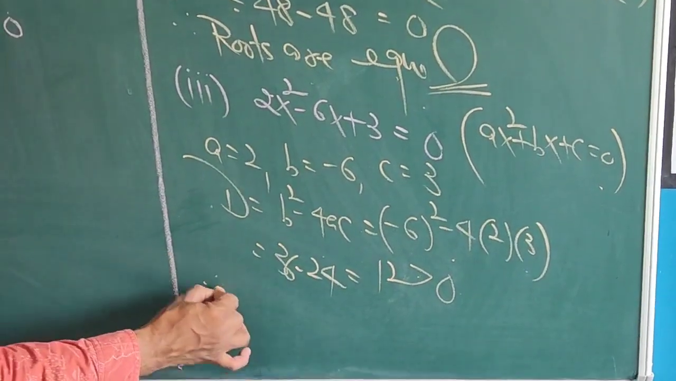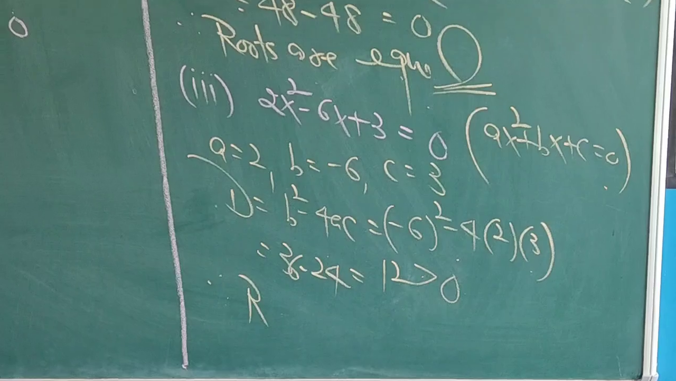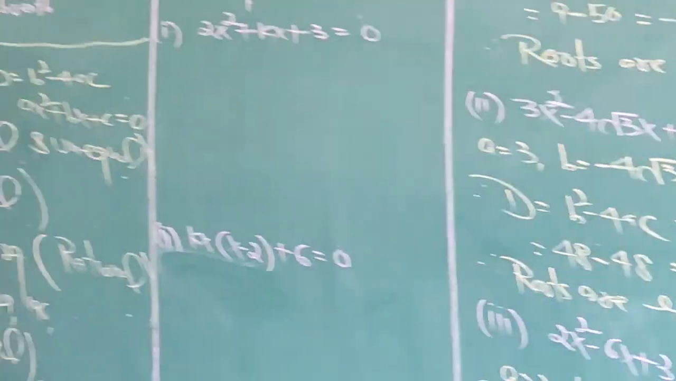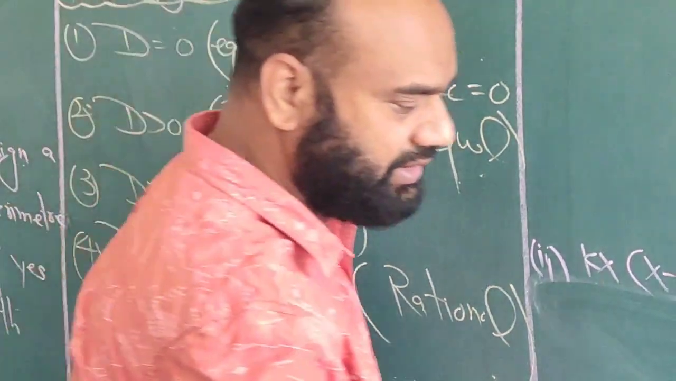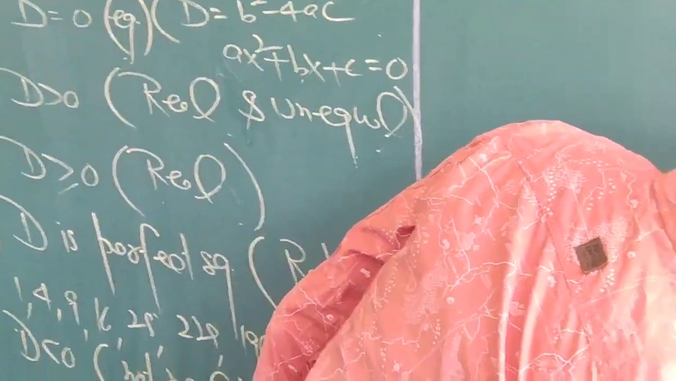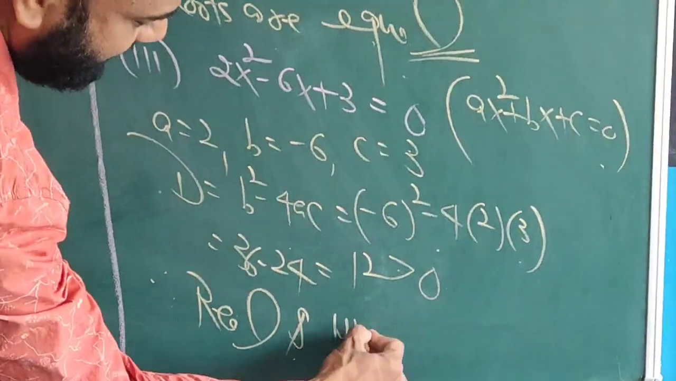So roots are real and unequal, because we see the condition: when D is greater than 0 then roots are real and unequal. So roots here are real and unequal.